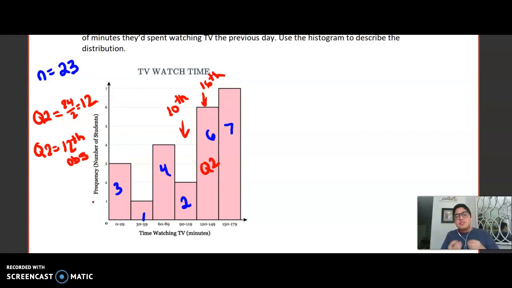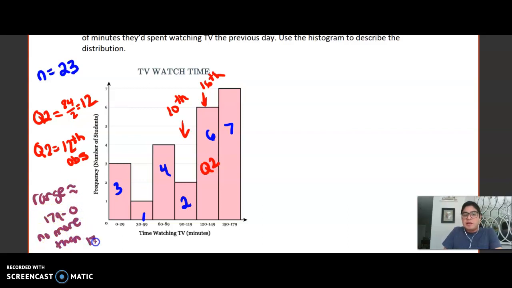But again, since this is a histogram, I've lost individual observations. I actually don't know. So I'm going to assume it's the highest, and I'm going to assume it's the lowest, and I'm going to say the range would not exceed those values, because regardless of whatever those values are, I don't know them, but I know it's not going to exceed a maximum of 179, and it's not going to be below a minimum of 0. So my range here is going to be approximately 179 minus 0. So we're going to say our range is no more than 179 minutes, right? The total watch time varies between 0 and 179 minutes. So that's kind of the idea there of finding the range and the median from a histogram.